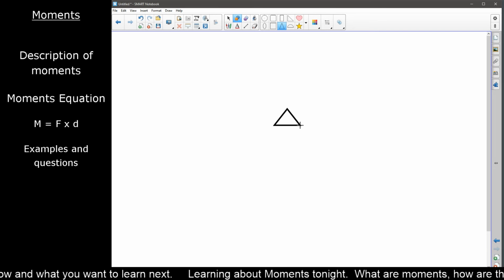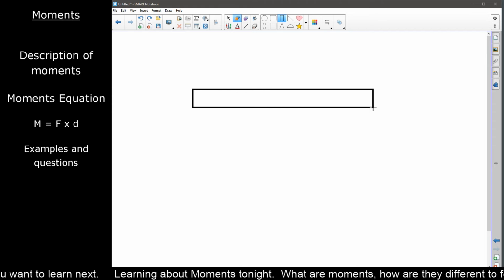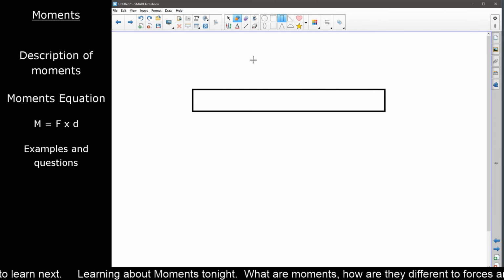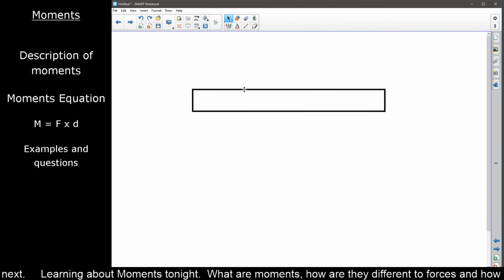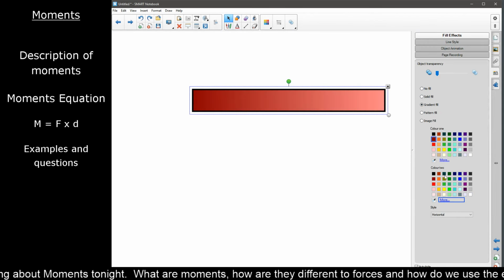So let's get ourselves a little pivot. You know what, we'll not use that. We'll use a top down drilled into the wall pivot. So let's imagine that we have a shelf hanging on a wall. We're looking at our shelf. We'll give that a little fill. So we'll give it a gradient fill. Everybody loves a good gradient. There we go. Look at that.